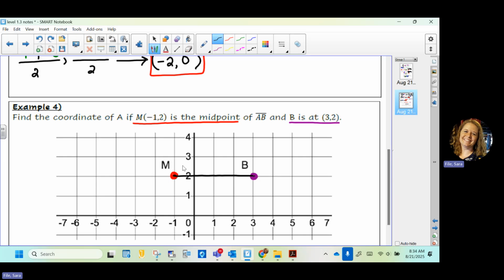Okay, so if this is the middle and I have the point to the right, where do I need to go from M? Left. How far do I need to go from M? Yeah, I need to go the same distance that B is. Okay, so I'm going to count out the distance here. That's 1, 2, 3, 4. So I'll have to go 4 in the other direction. 1, 2, 3, 4. So there is where point A should be.